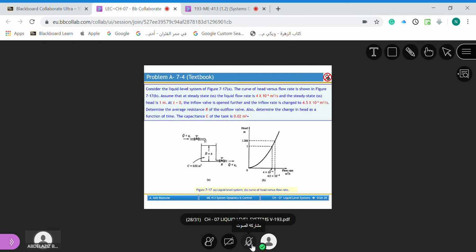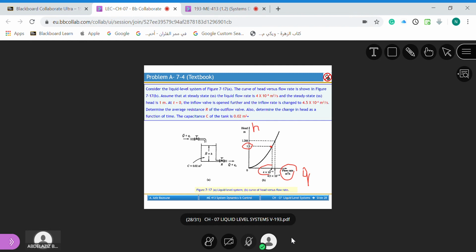So let's move to another problem. Here, consider the liquid level system shown in this figure. The curve of head versus flow rate is shown. This is the curve. As you can see, this is the flow rate, Q, and this is the head, which is H. So the relationship is shown here. Assume that at steady state, the flow rate was 4 times 10 to the minus 4 and the steady state head is 1 meter. So here at the steady state point, the head was 1 meter and Q was 4 times 10 to the minus 4.